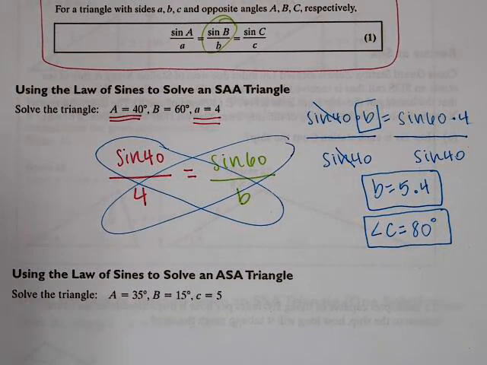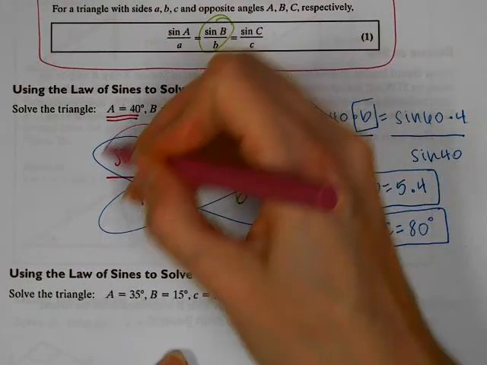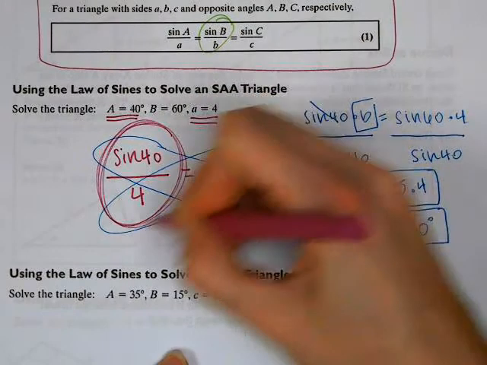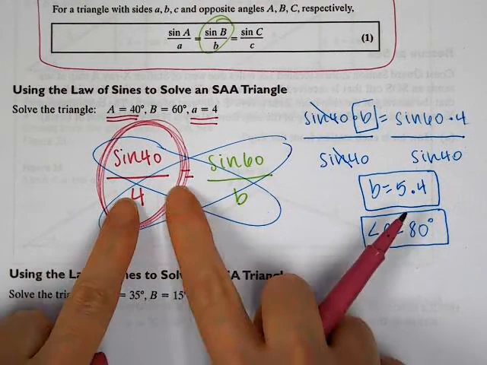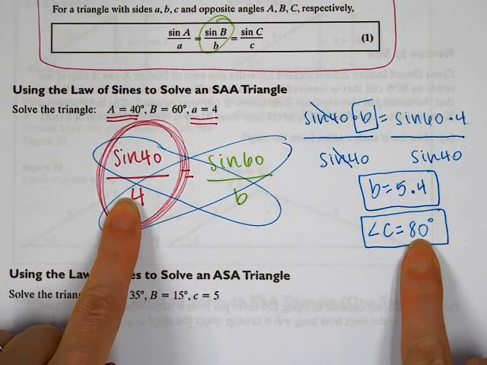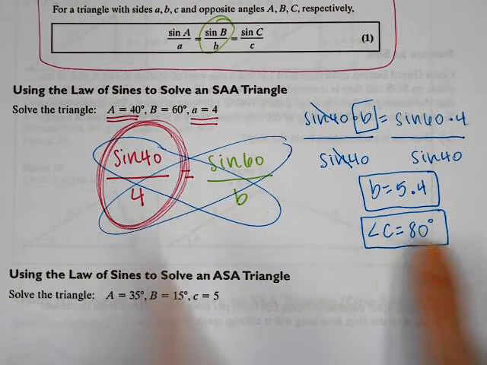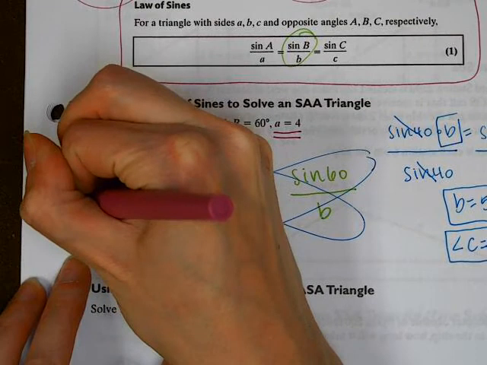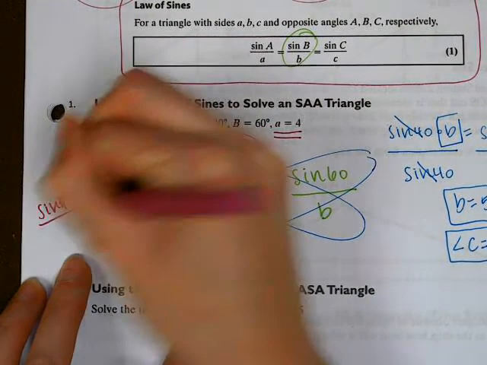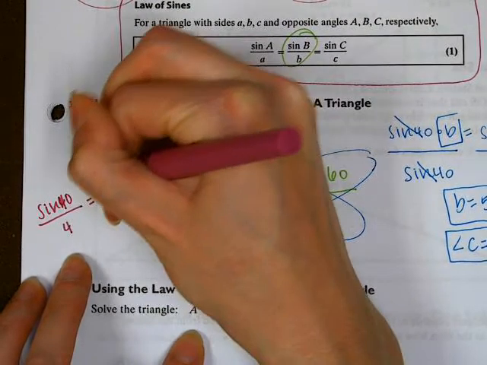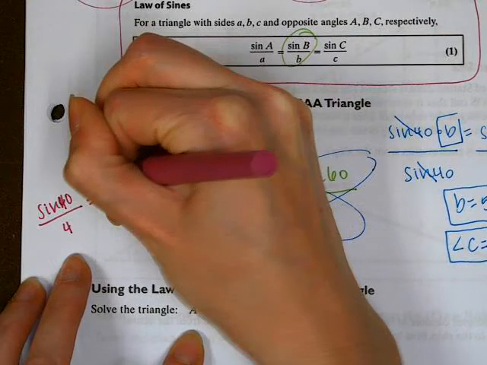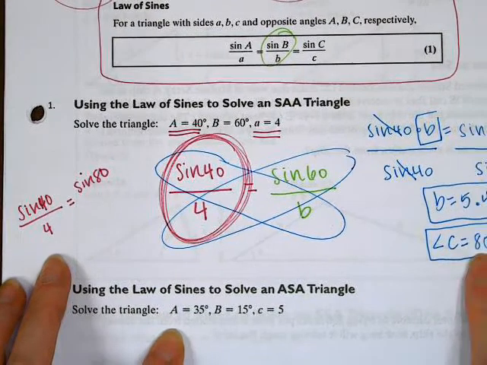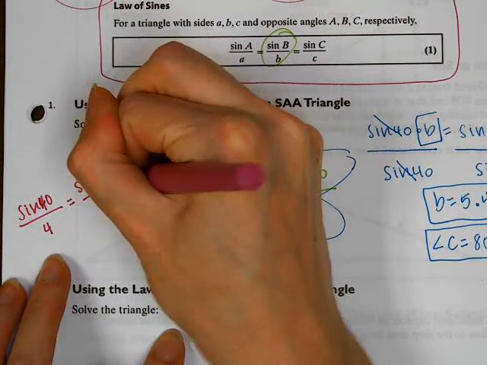So I would use the ratio that we started with again, and now we're going to use that with the C to find side C. Okay, so now we need another proportion. It's going to be sine of 40 divided by 4 equals sine of 80 now, which is angle C, divided by side C.